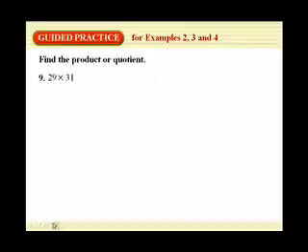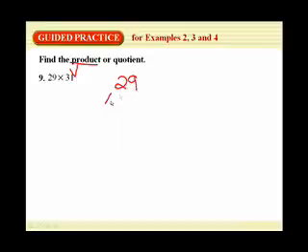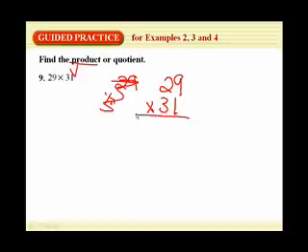Find the product or the quotient. Well, remember, product means the answer to a multiplication problem. So this problem right here is the product problem. So we do 29 times 31. Okay, my pen is acting up for some reason. It's probably operator error. Let's try it again. 29 times 31. Okay, so the old algorithm, we start with the ones place.